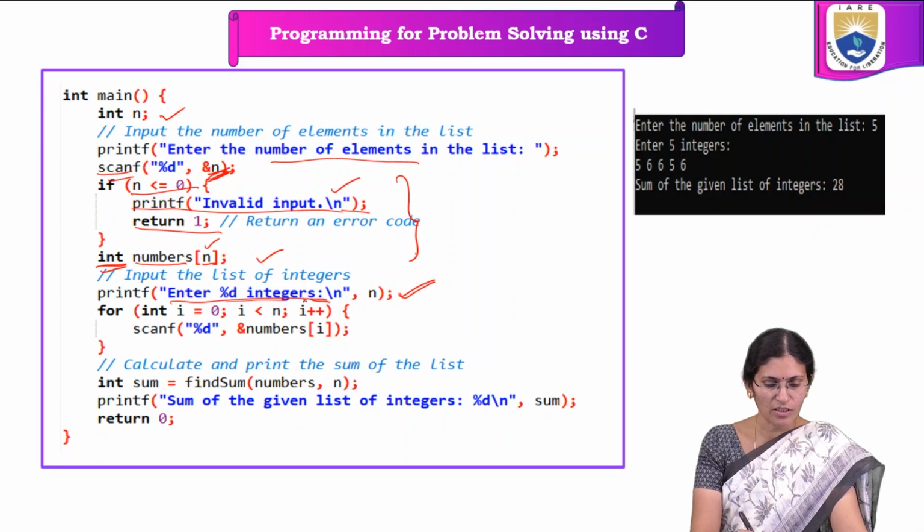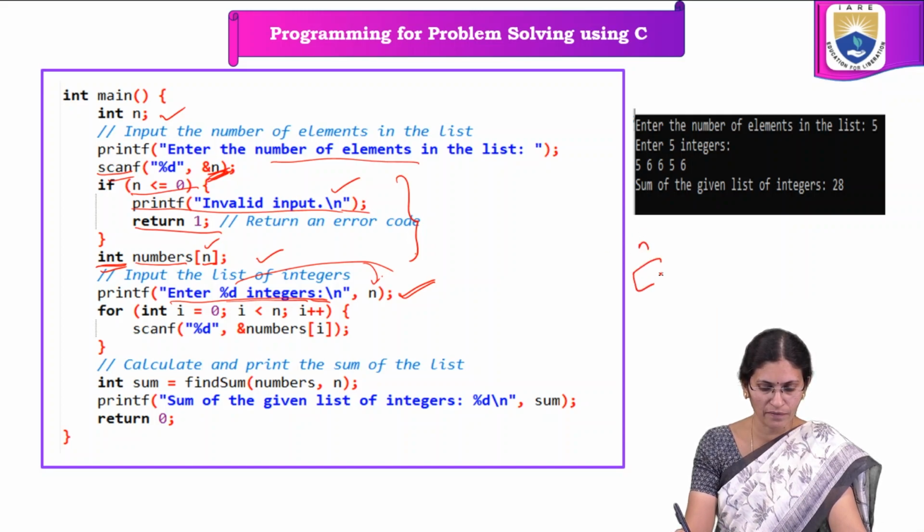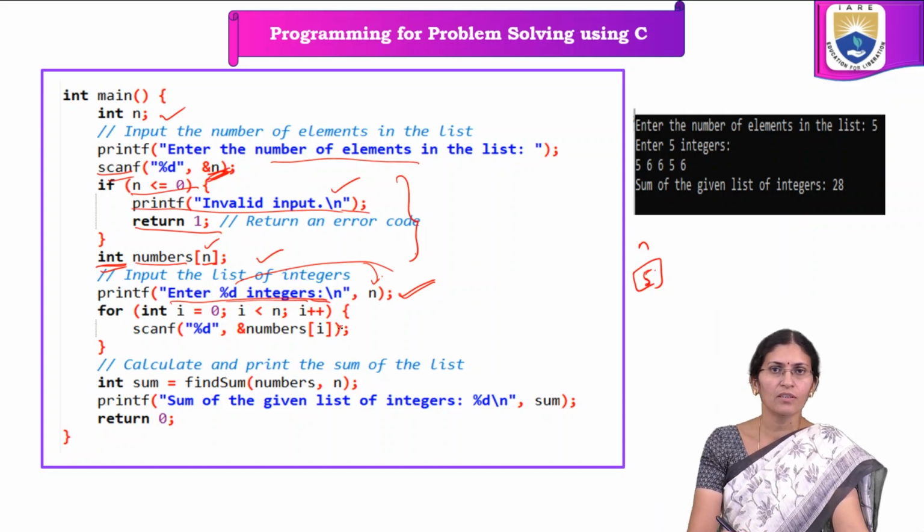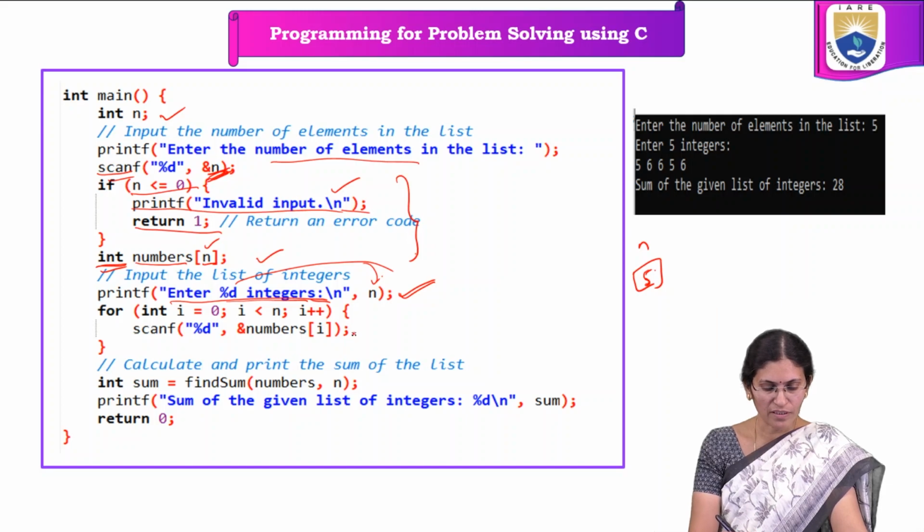Next, in the printf statement, this statement will be printed on the screen: Enter %d integers. Here %d corresponds to n. Suppose the user gives the n value as 5. Then on the screen it will print "Enter 5 integers". That will be the message printed. After this, the user can enter the 5 values of the array.